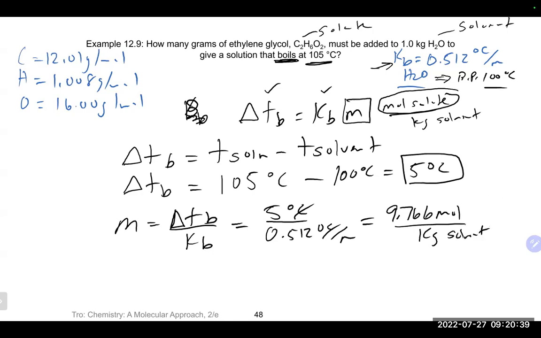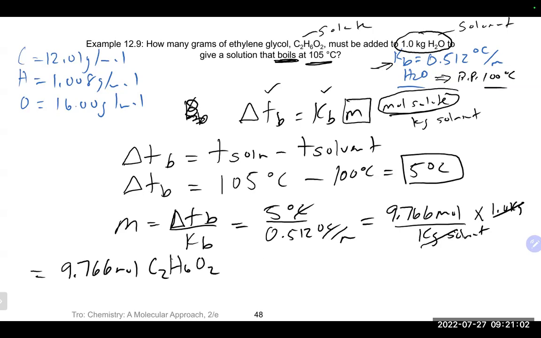In this case, we know that we have 1 kilogram of our solvent, which makes the math pretty easy. We're going to multiply this by 1 kilogram of water. That way the kilograms of solvent cancel, and that basically gives us 9.766 moles of our solute, which is C2H6O2. At this point, we now have the moles of our solute from our boiling point information.